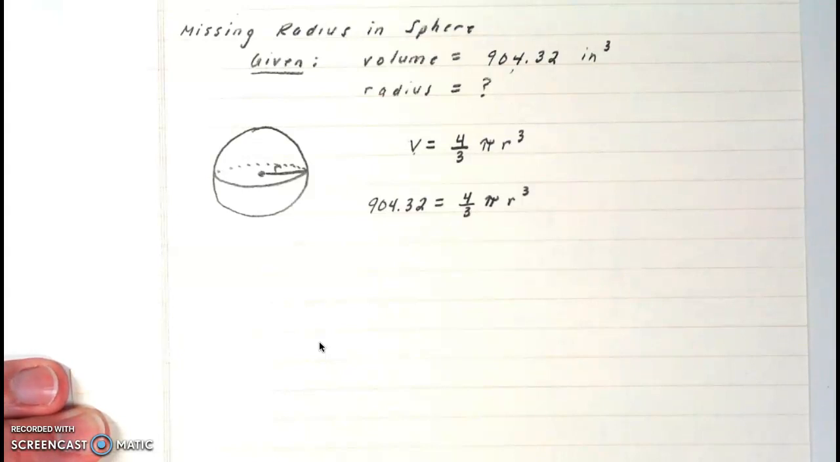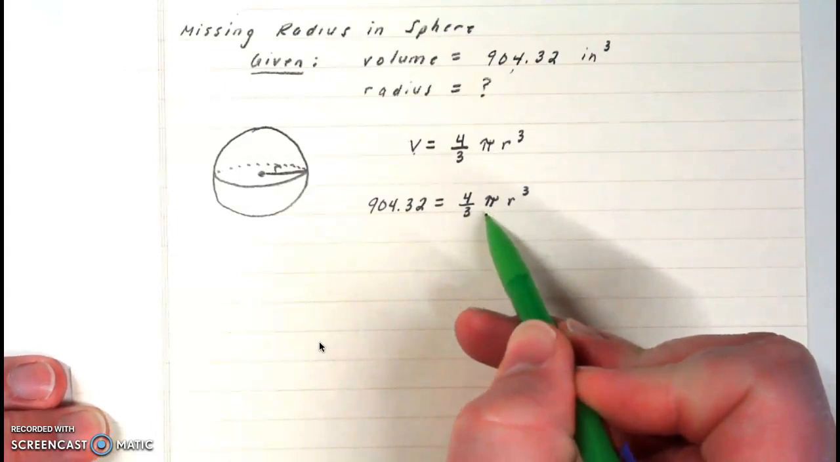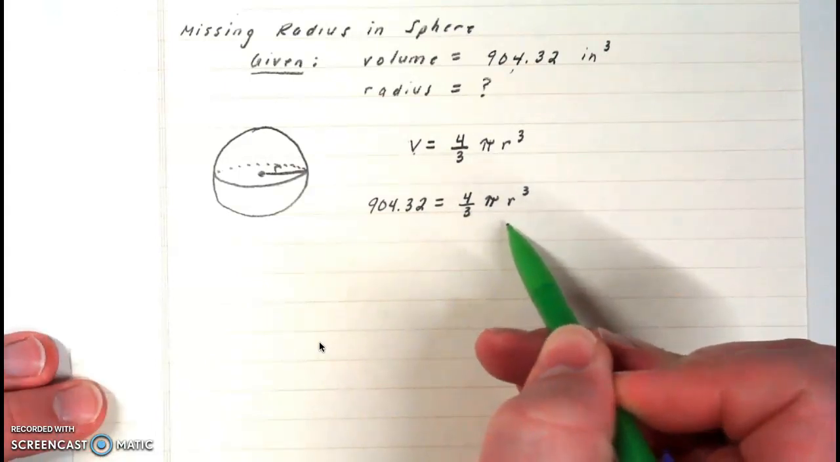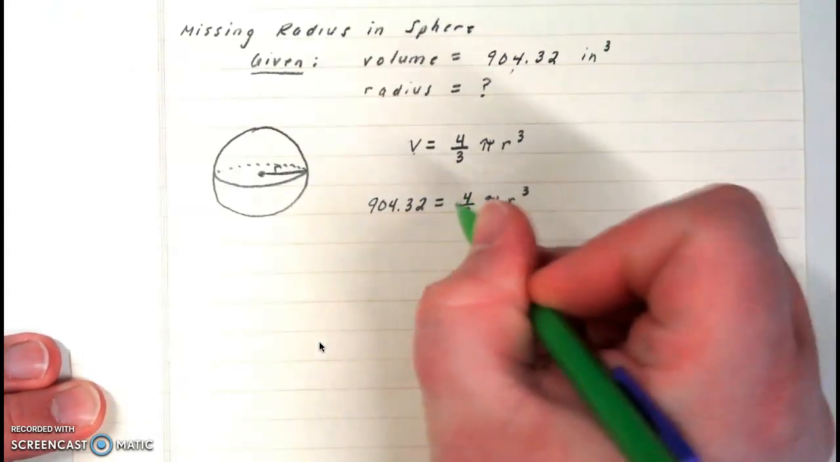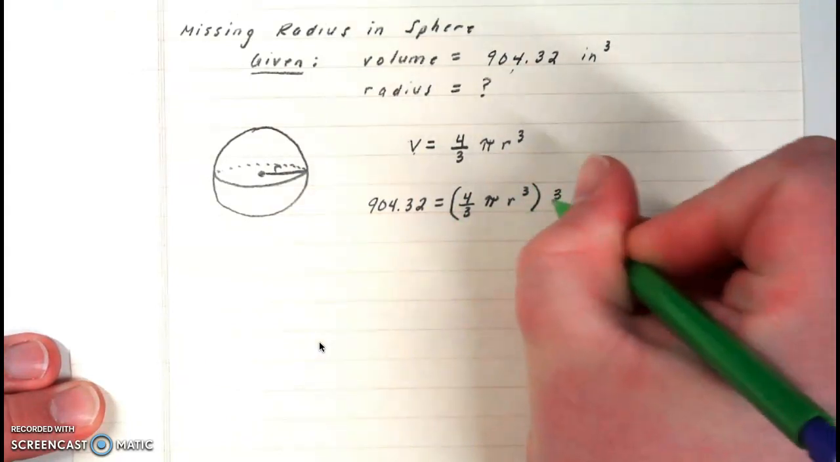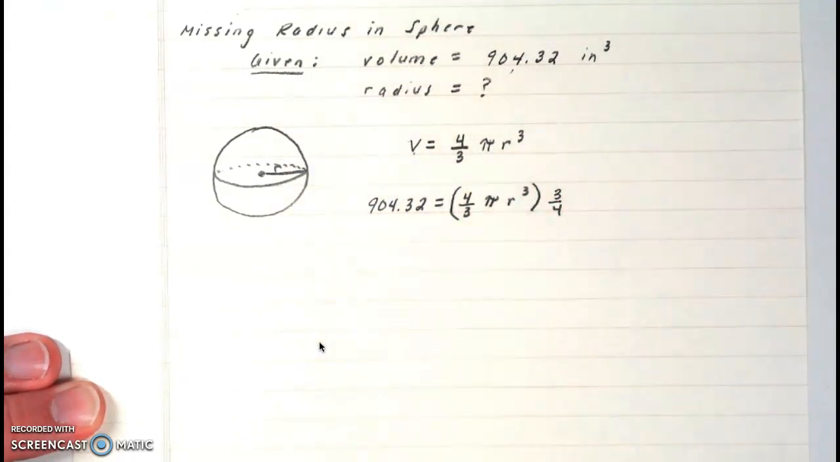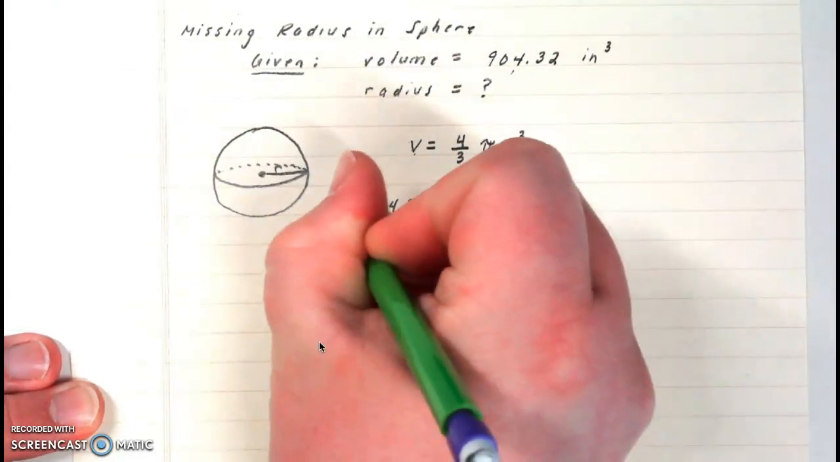Now, because we have a fraction here and we also have pi that we need to eliminate in order to get the r by itself, my suggestion would be to first multiply both sides by the reciprocal of 4/3, which is 3/4. And if we do that on the right, we also have to do that on the left.